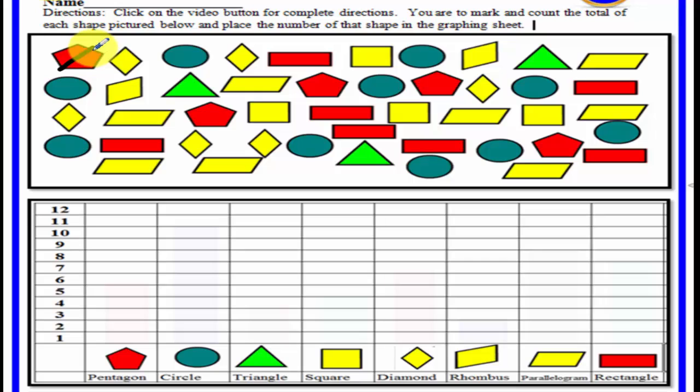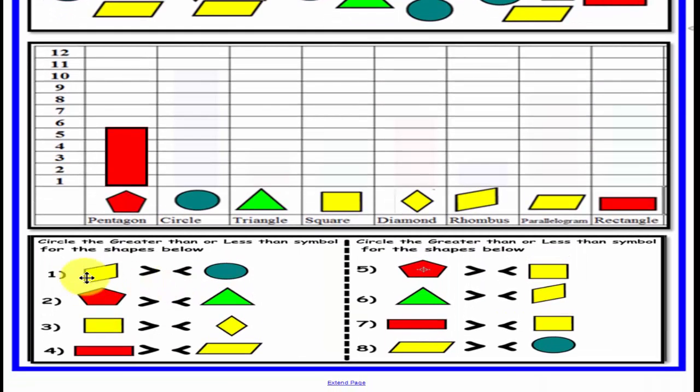Okay, you'll notice up here I have 1, 2, 3, 4, 5. I think it's easier if you put a mark and keep track that way so you don't make a mistake. So for a pentagon, we have 5. Now, the next thing you would do, after you complete all these, is go down here and determine which shape is the larger one, the left one or the right one, and circle the appropriate answer for greater than and less than.